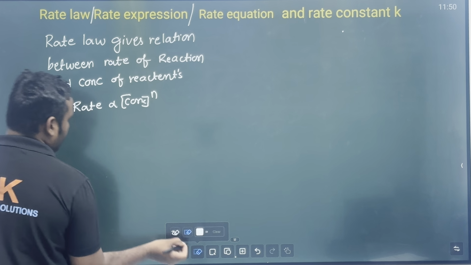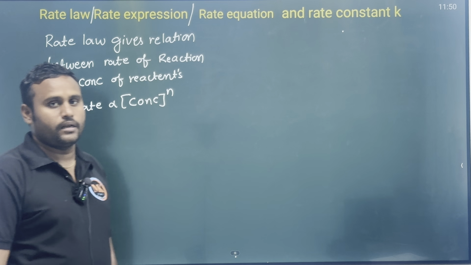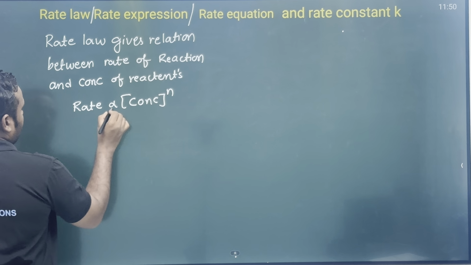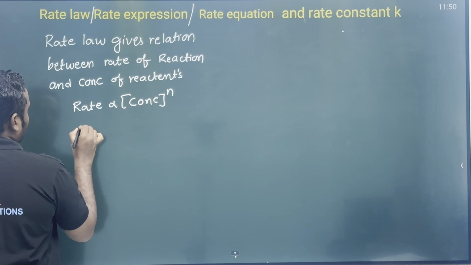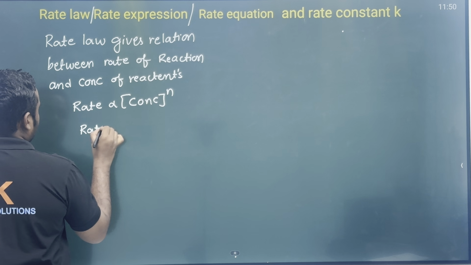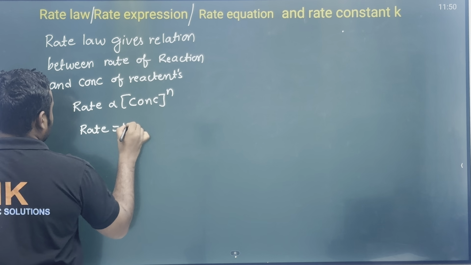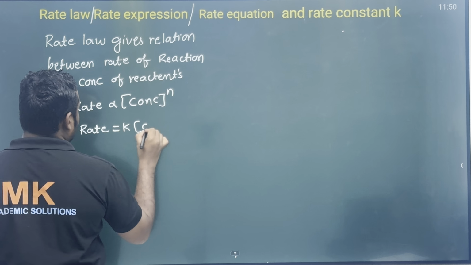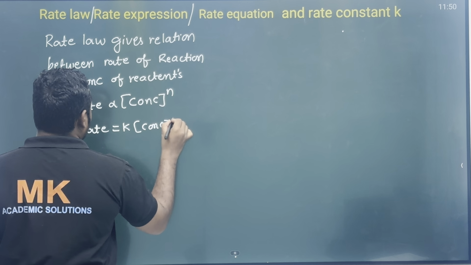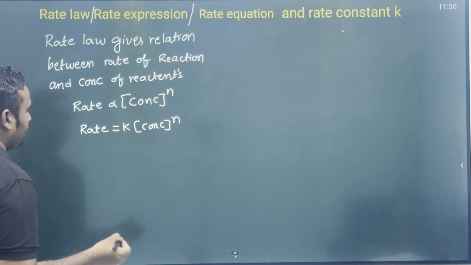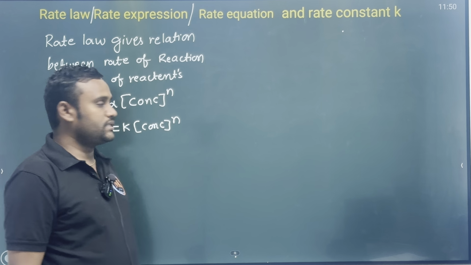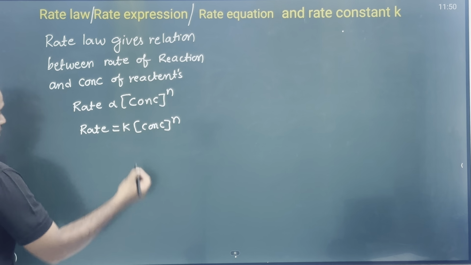So here, according to rate law, rate of reaction is directly proportional to what? Concentration to the power n. Now here, to remove this proportionality, we are going to keep a proportionality constant k and concentration to the power n. Where k is called rate constant and n is called order of reaction, we will discuss later.